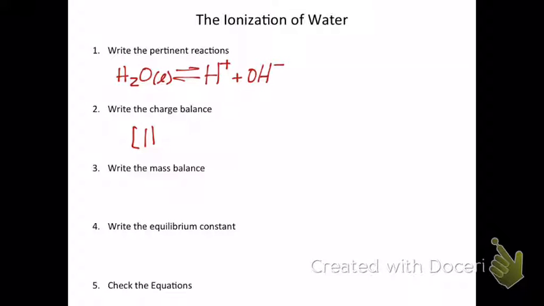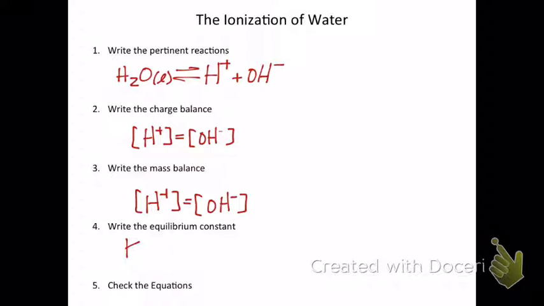Then if we try to write a charge balance, we see that OH minus concentration is equal to H plus concentration. We can write a mass balance where we say the same equation. Now this may seem a little odd that the mass balance and the charge balance are the same, but in simple chemical systems we can end up with expressions that are the same. And so we can't count that as two equations, we can only count it as one, but we may find we don't need more than one. So then we can write the equilibrium constant expression.